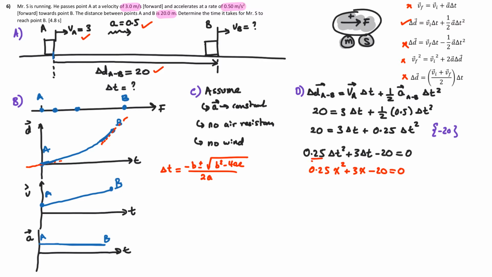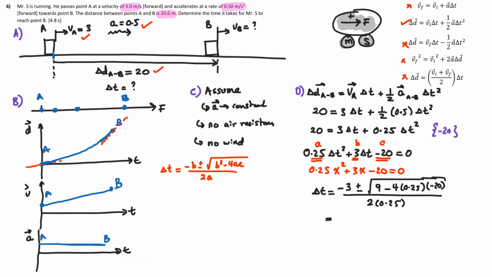So our a value is whatever is being multiplied by the variable squared. This is going to be our b. This is going to be our c. Let's plug those in. So delta t is equal to negative, my b value is 3, plus or minus the square root of b squared, that's 3 squared, that's 9, minus 4 times a times c. And I'm going to divide that by 2 multiplied by a, and my a value is 0.25.